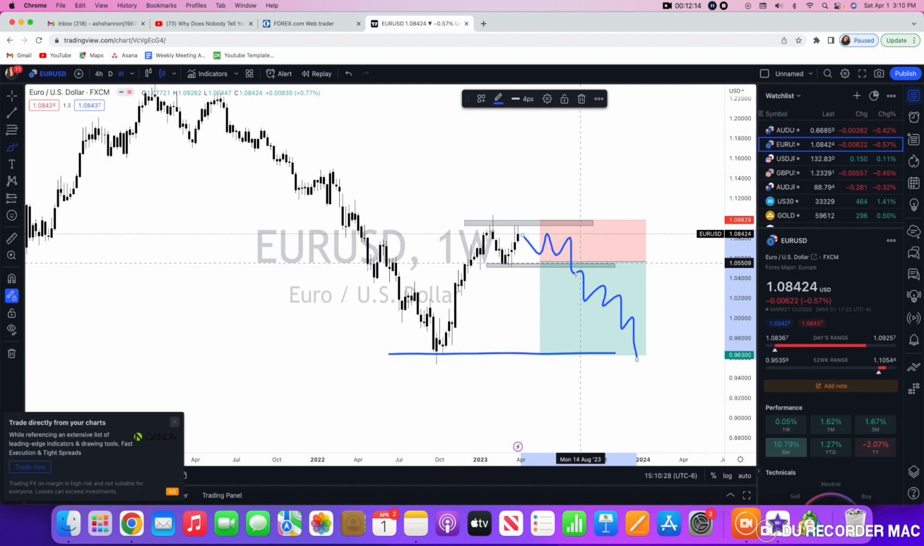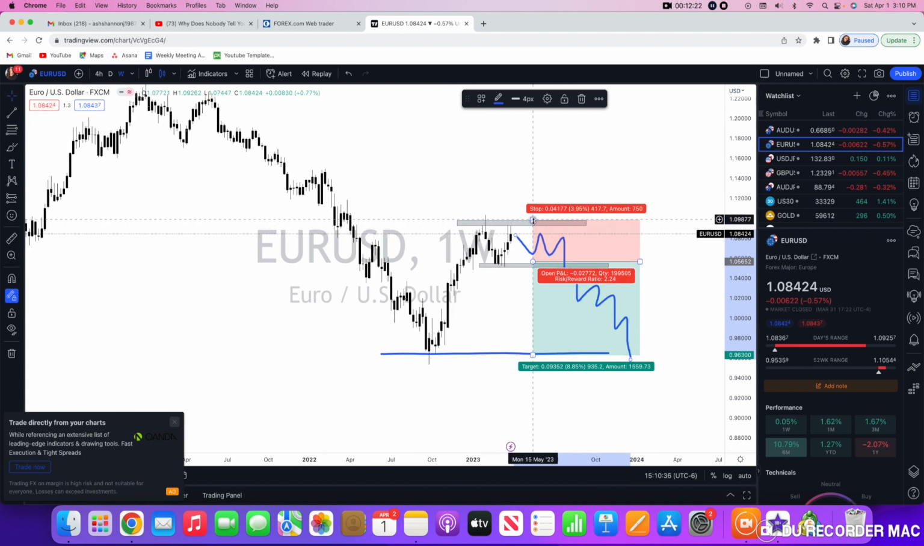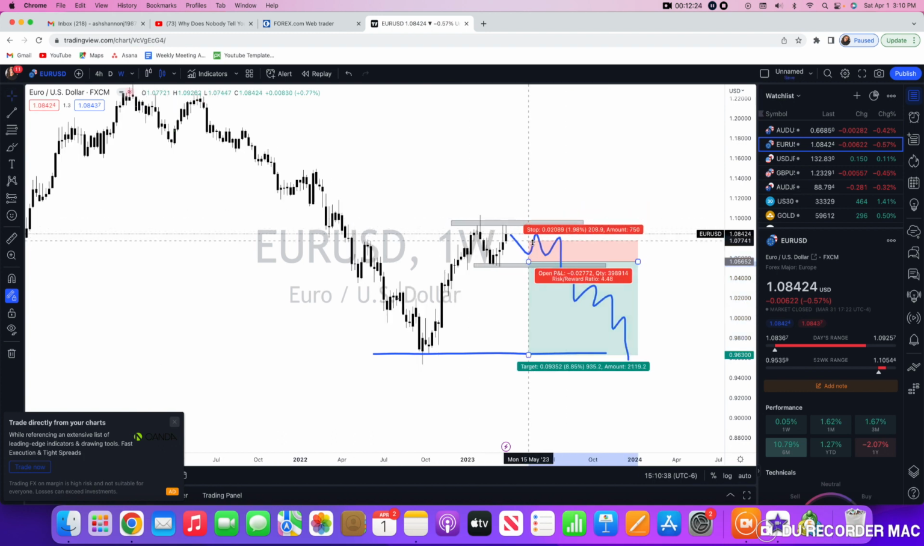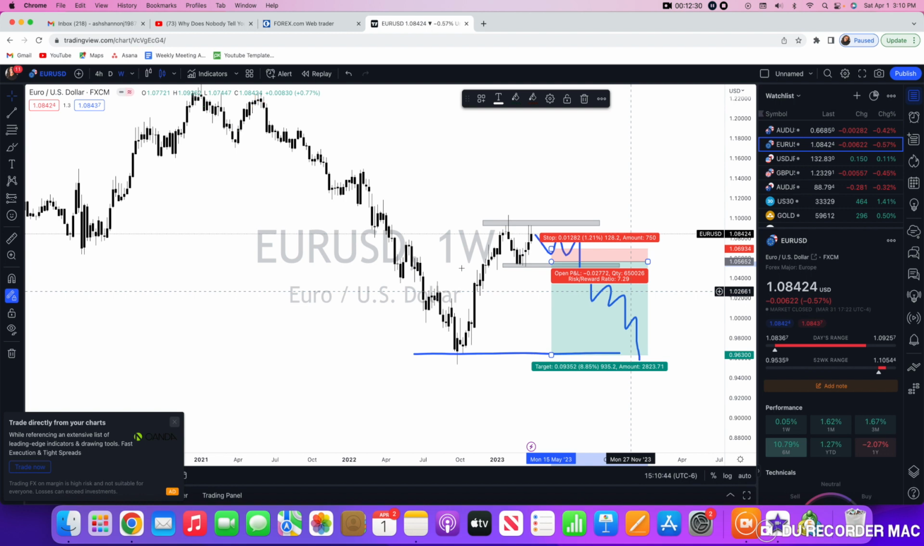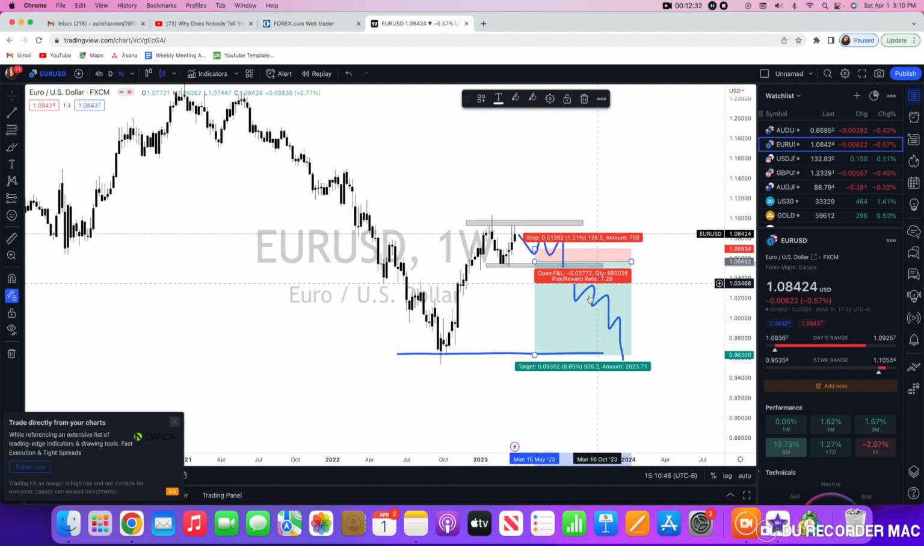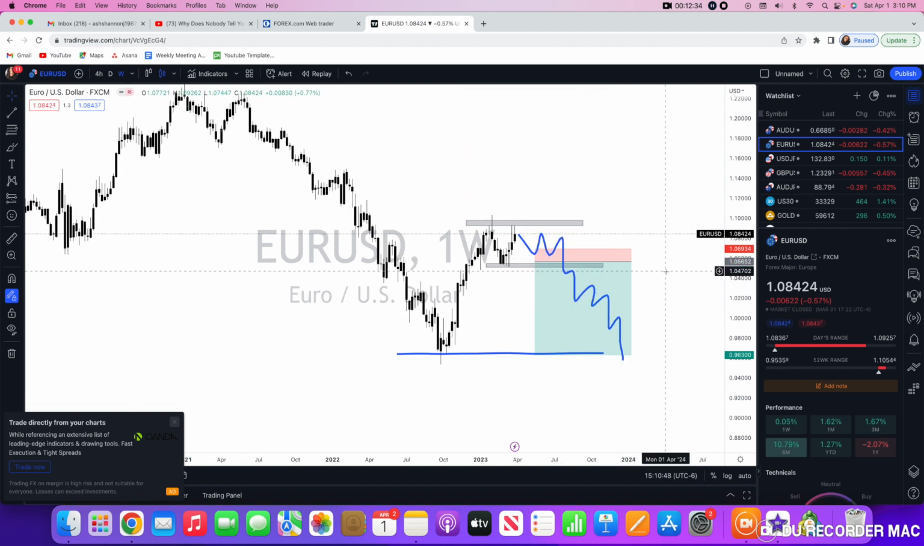So you see price break down, retest, and then it's heading down. What I am going to be doing is moving my stop loss into profit. So I move it down, give it enough room just in case it decides it wants to peek back up there.